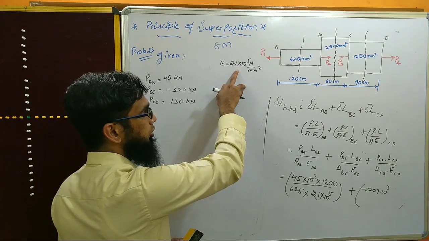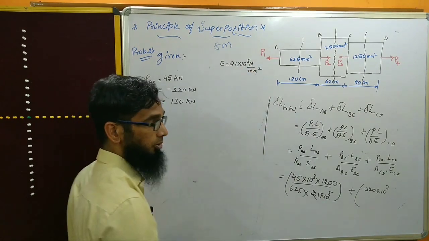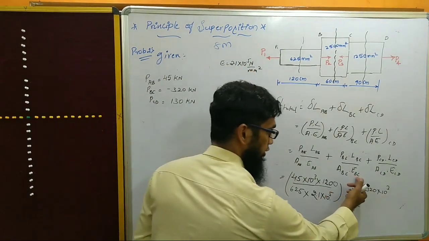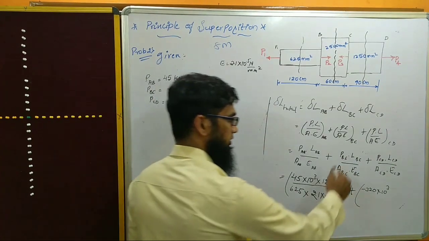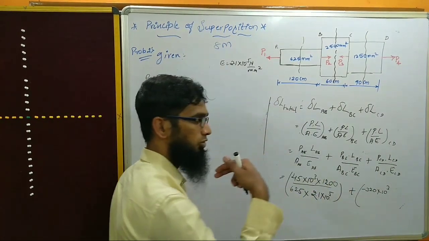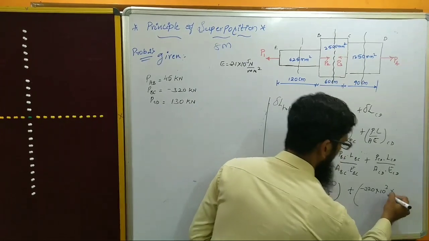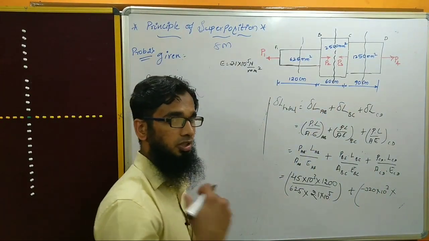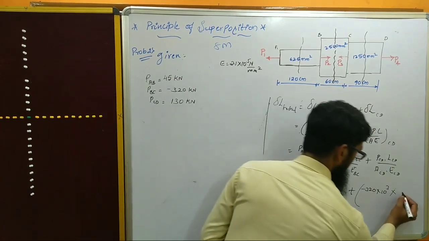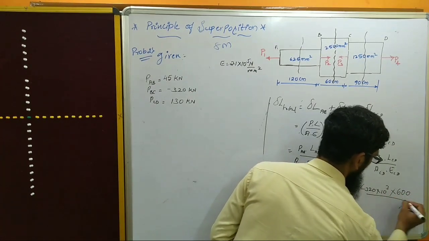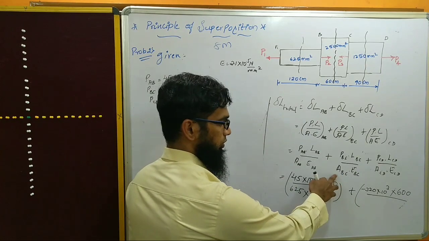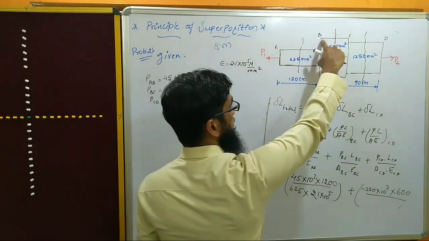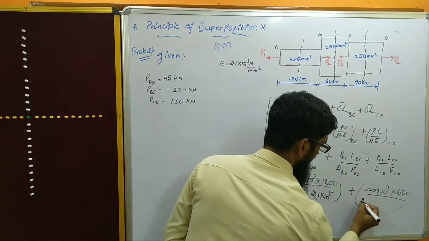Because this Young's modulus is in terms of Newton per mm square, I need to substitute in the denominator. So that's why this kilonewton is also taken in terms of Newton. Now the length of BC, 60 centimeter, is given. I'll take it in terms of mm, so it becomes 600 mm, divided by the area of BC, this member, which is 2500 mm square.